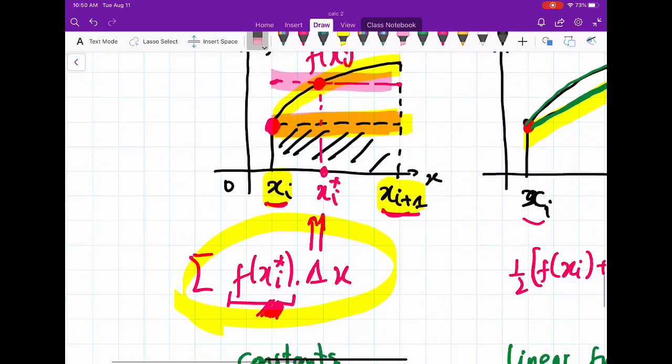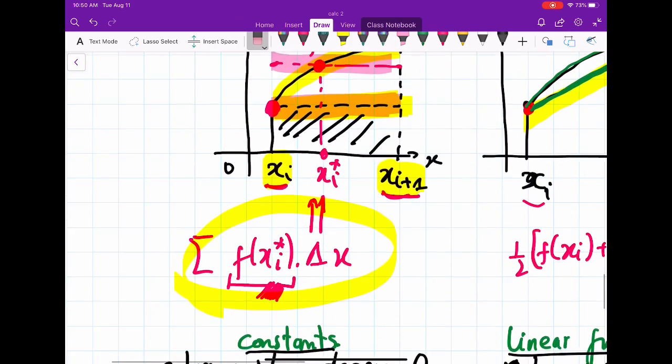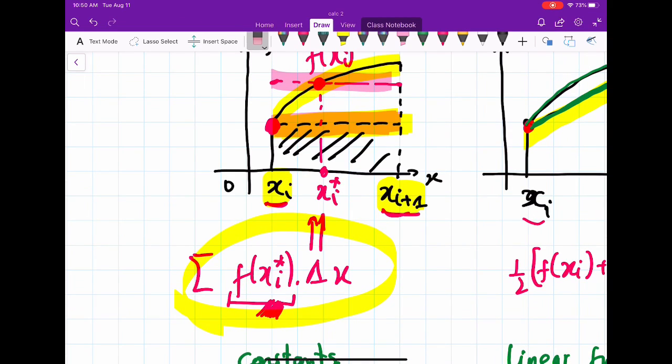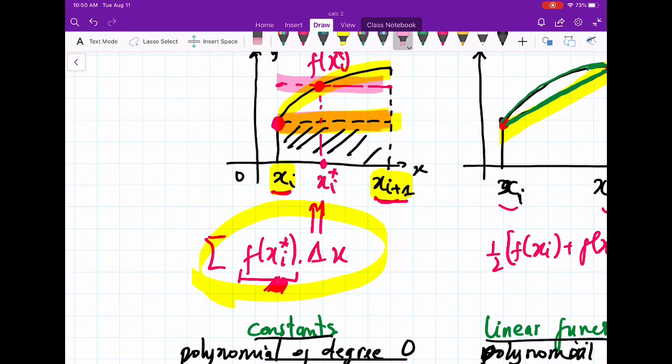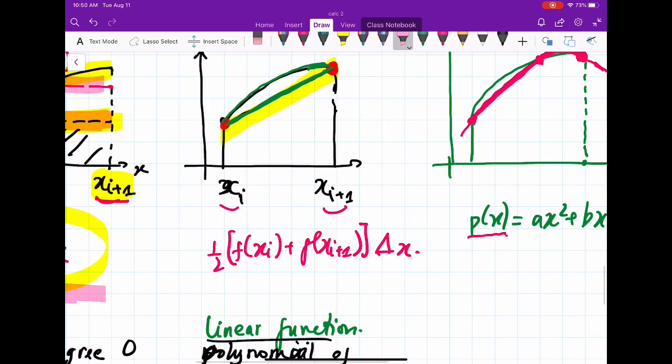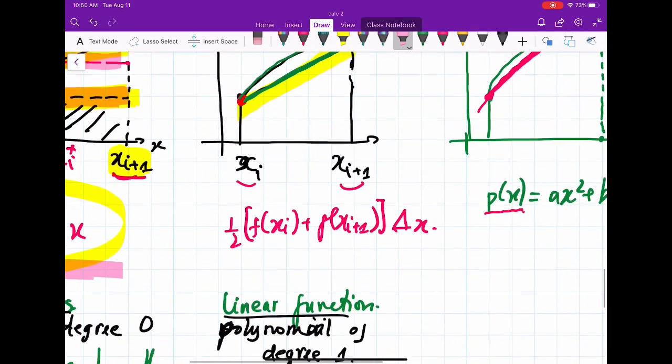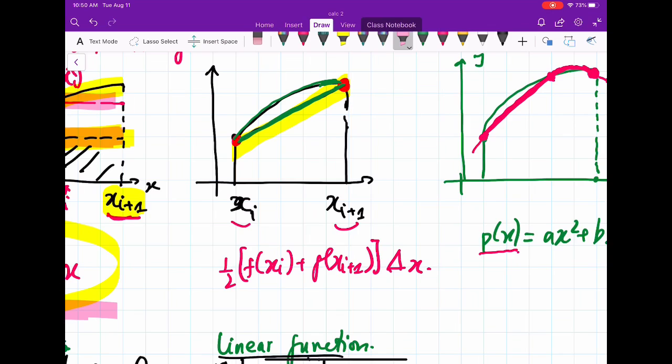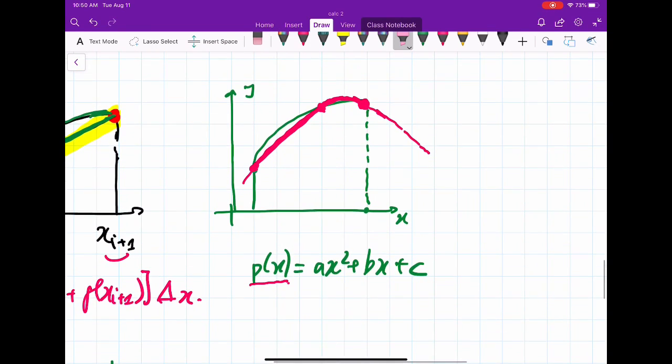We use constant functions. On each interval, you pick some point, the left or right or the midpoint, and you write the Riemann sum like this. So basically, you use constant functions to approximate your definite integrals. We just did using linear functions, so we use trapezoids. And now if we move to quadratic functions, we use quadratic polynomials to approximate your function on each interval. Let's talk about this.